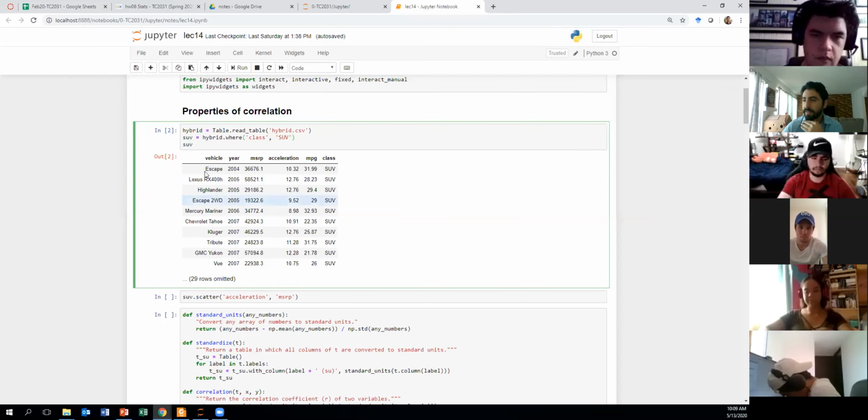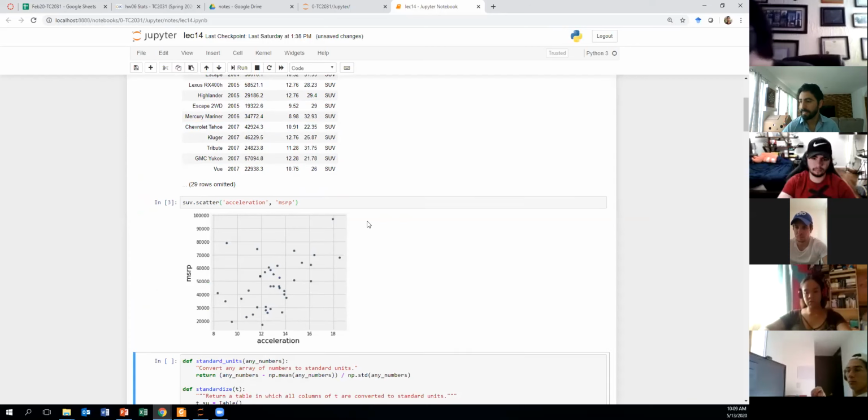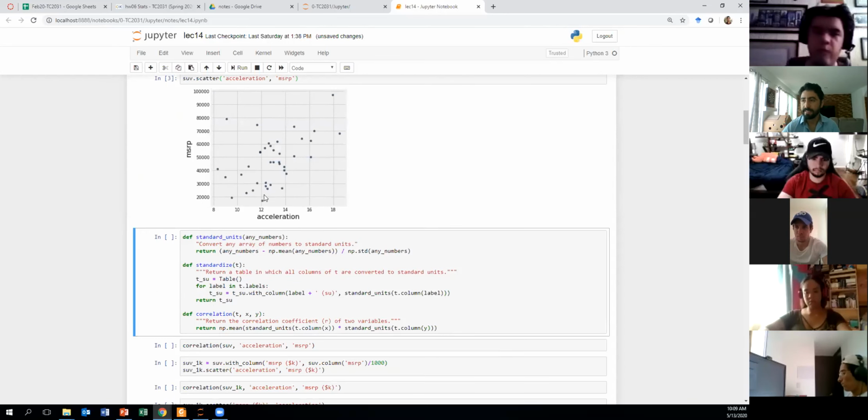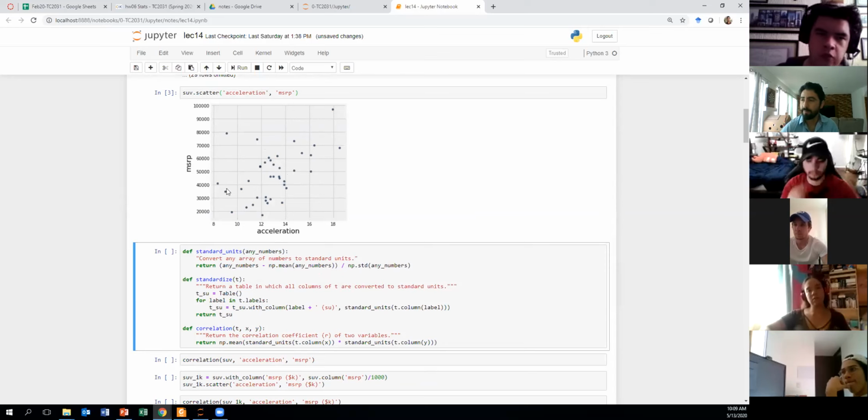So we have here an SUV table with all the SUV hybrid cars. Let's do the scatter plot and see what we see. This is the same figure we saw last week also. What do you think? Is there any relationship? What would the R value be, based on the scatter plot?